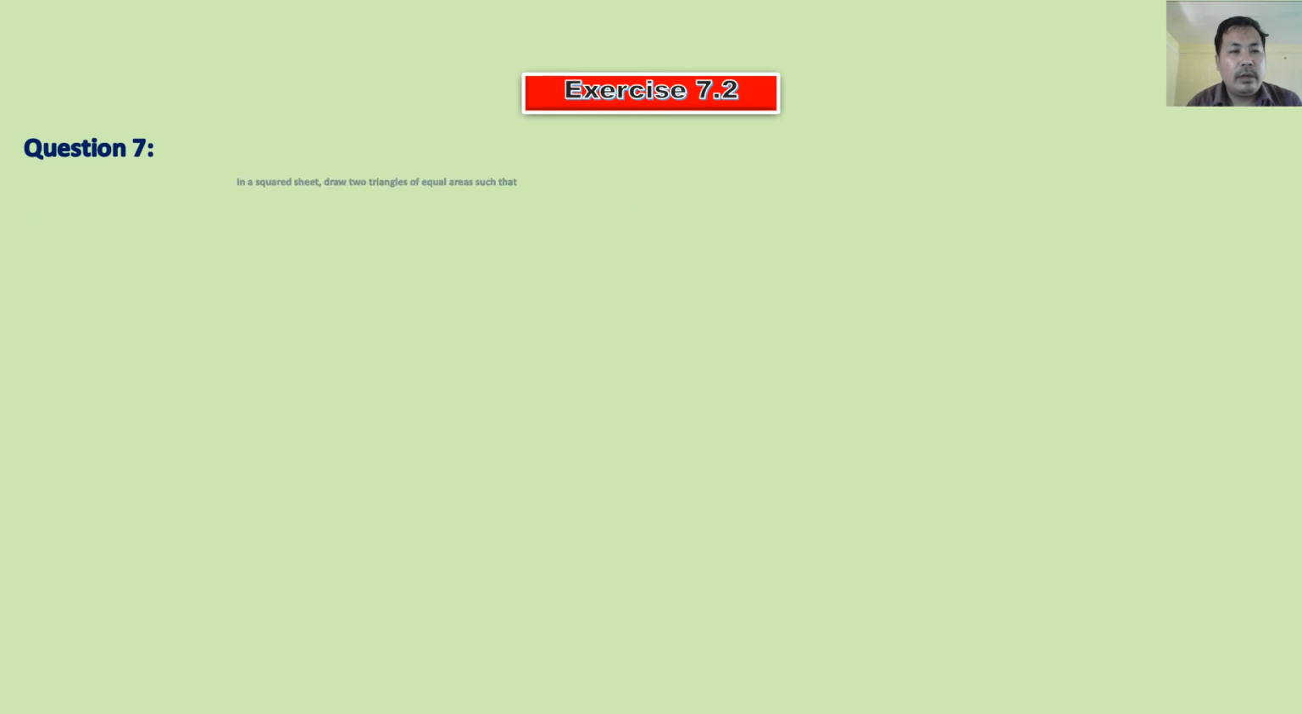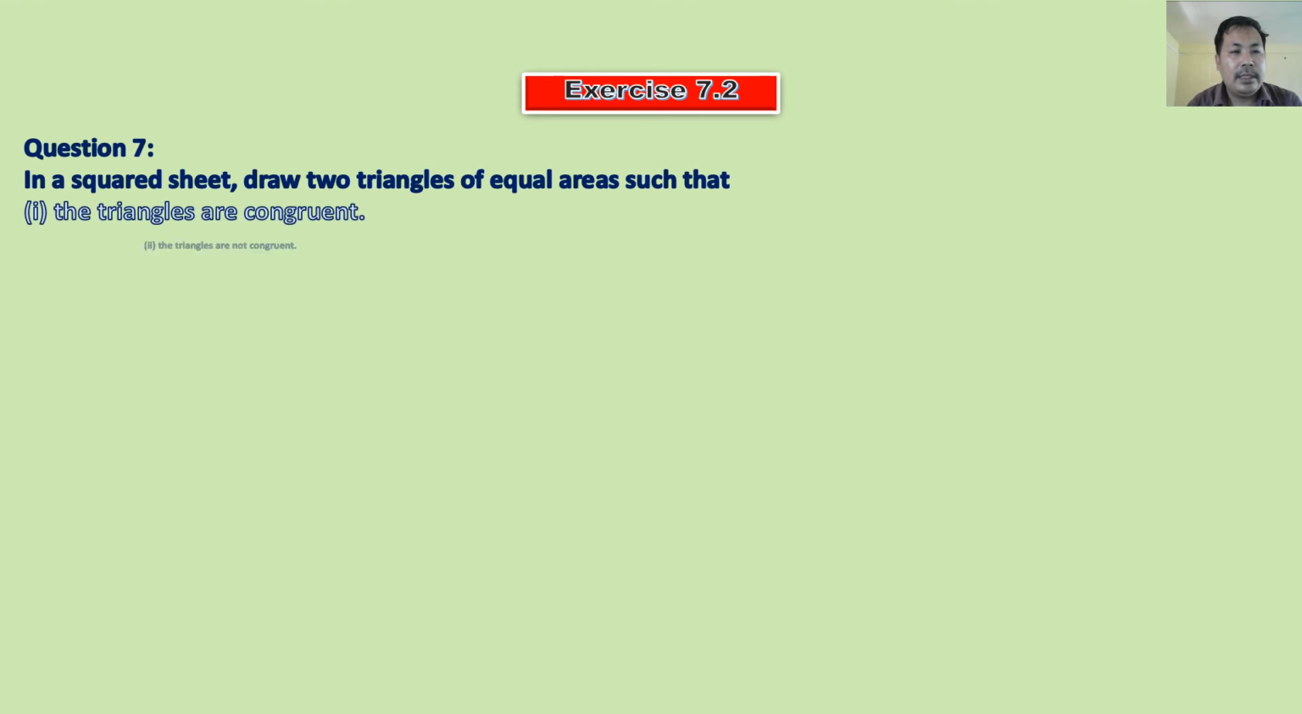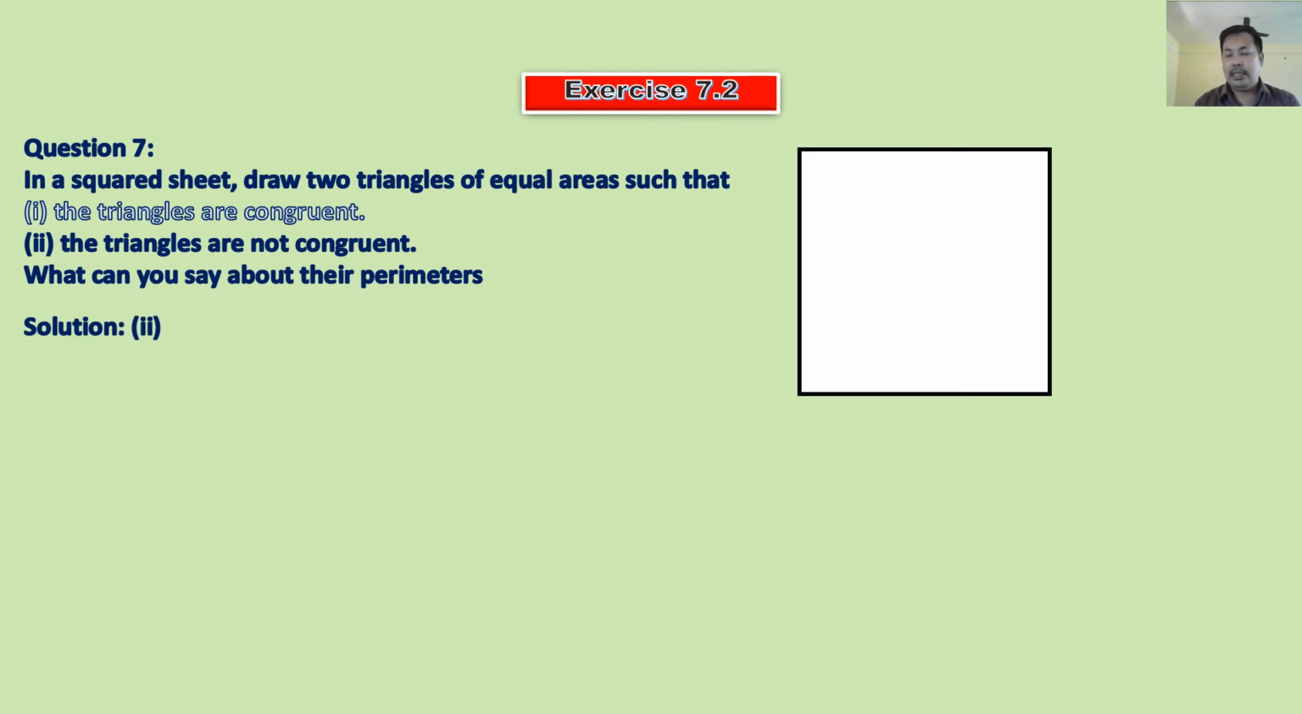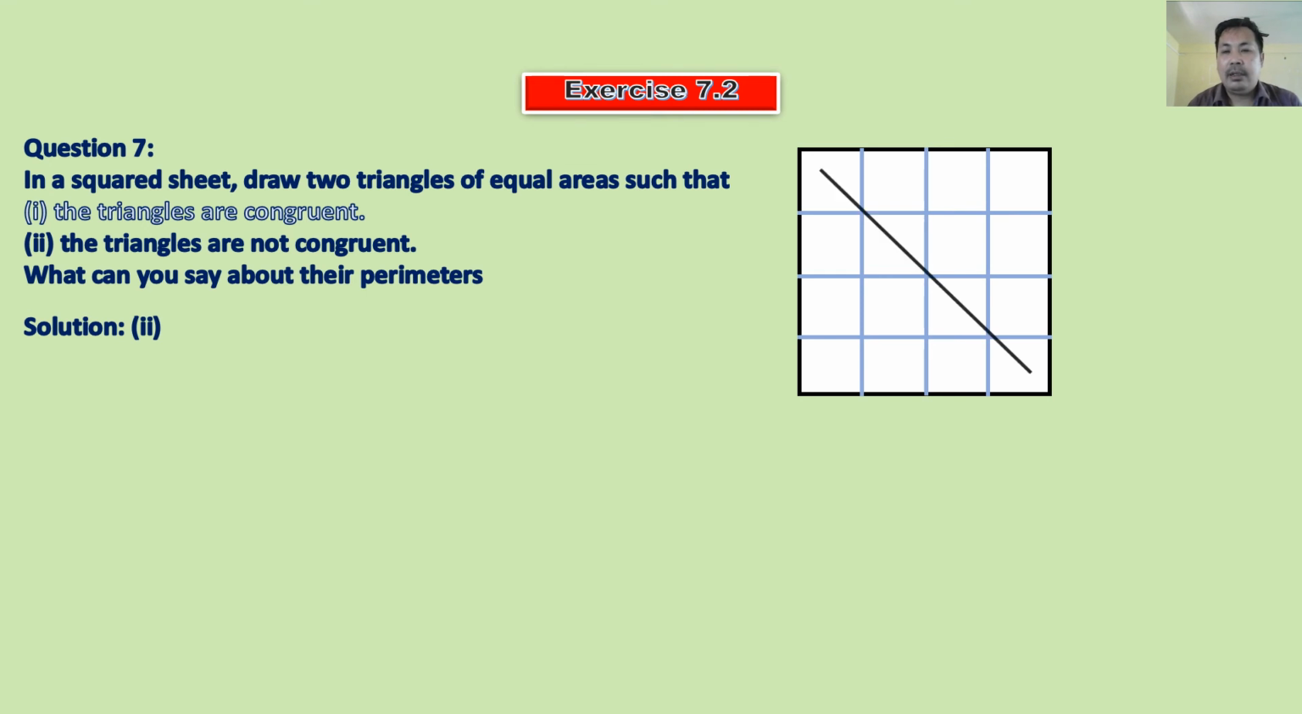In Roman number 2 of the same question, we have to take the same square set and draw the same way we have done in Roman number 1. So here we have the solution of Roman number 2. We take the same square set and draw the square units again. Then I just draw one triangle, that is triangle ABC, and another triangle you can find here, triangle DBC.